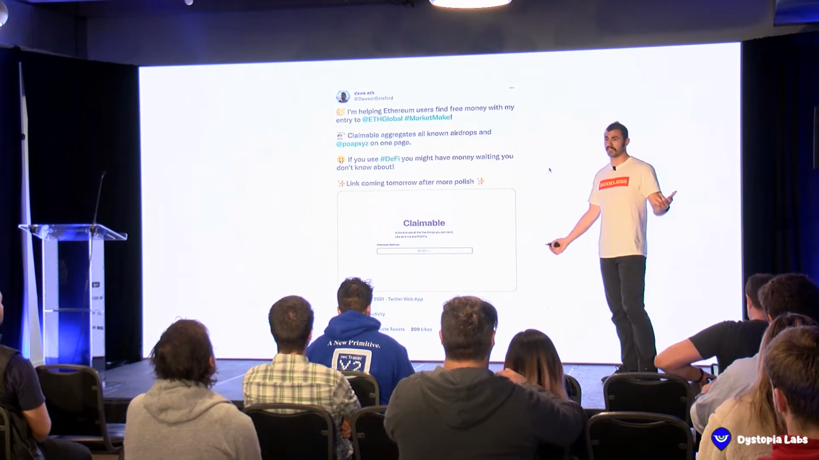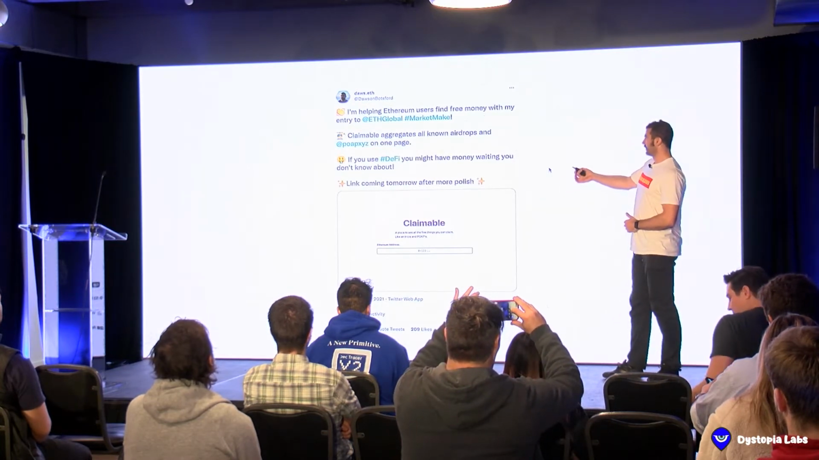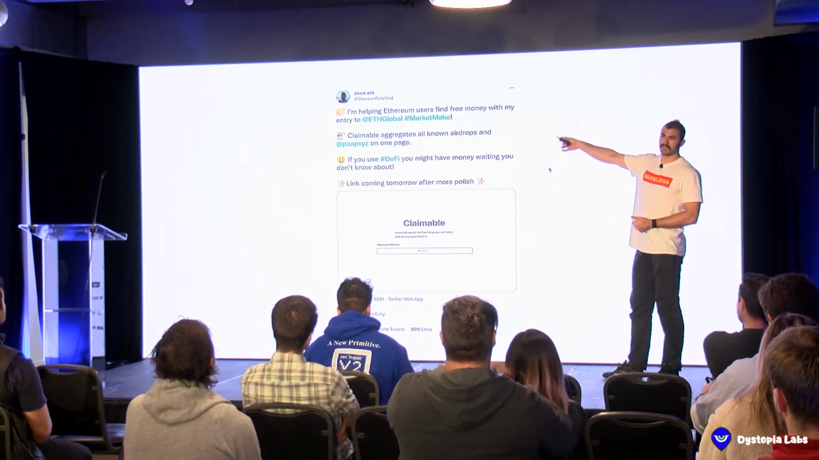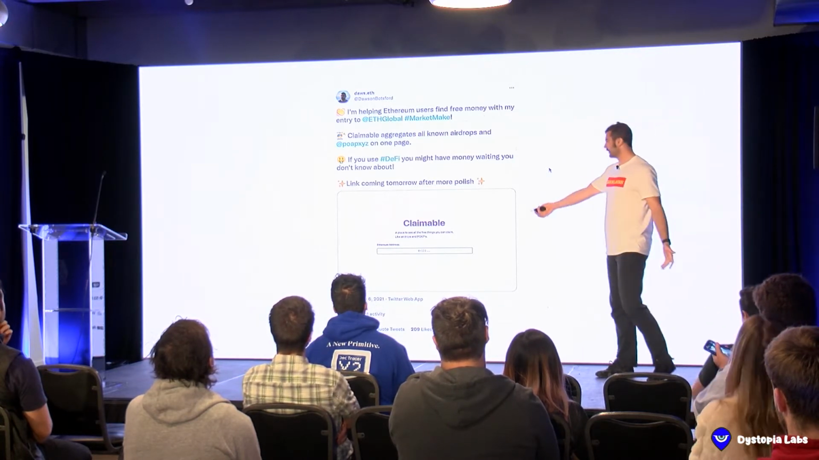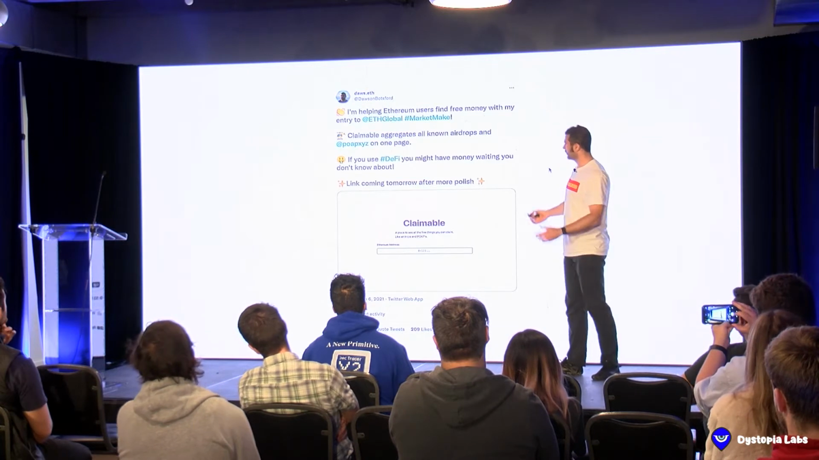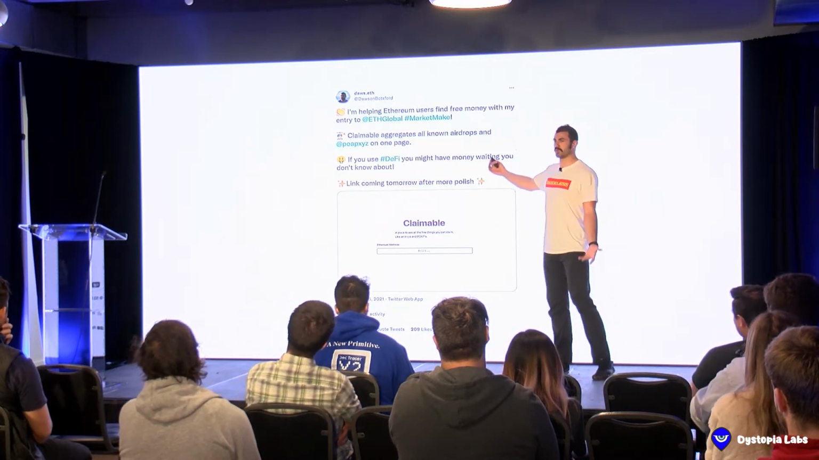So here's the very start of this story. I made this tweet right at the end of the ETH Global Hackathon back in February 2021. And I'm just announcing this product, okay? It's called Claimable. It's a single text input. You put in your address, and maybe you have money waiting for you, right?